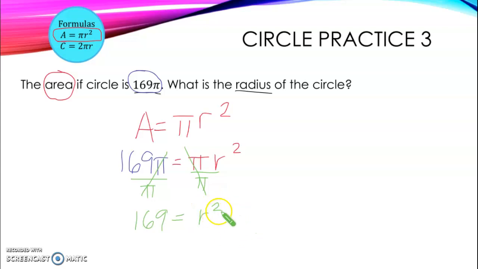Now, how do we get rid of this square? Oftentimes in geometry, you're going to have to solve by getting rid of a square, and so you have to remember that the opposite of squaring is taking the square root. And so we're going to take the square root of both sides to cancel that square, and the square root of 169 is 13, and those canceled each other, the square root and the square, and so that is our radius.